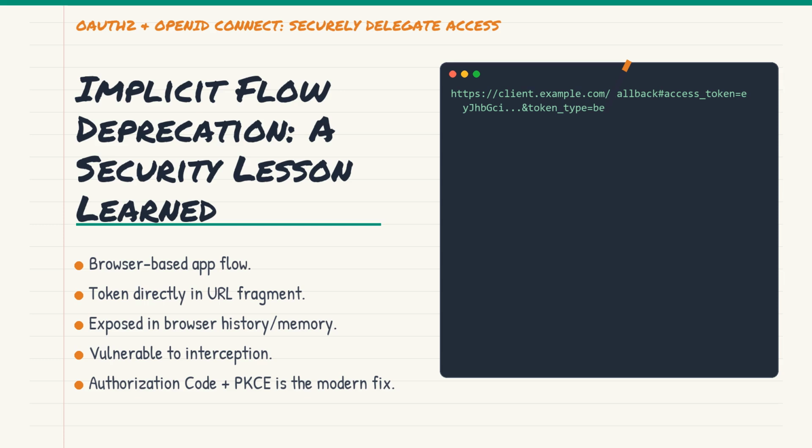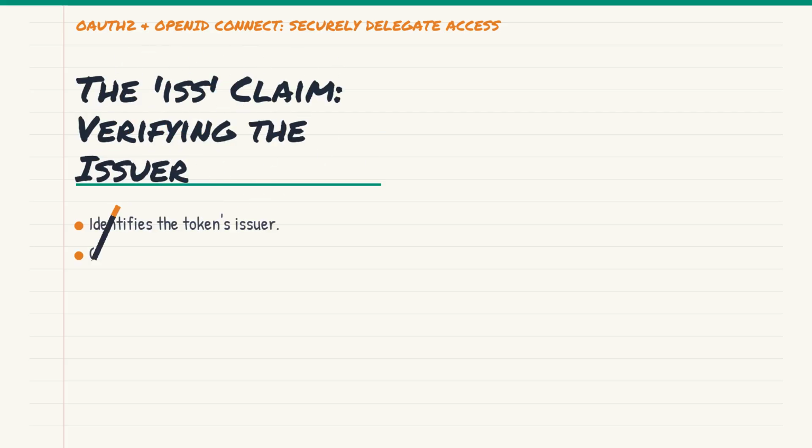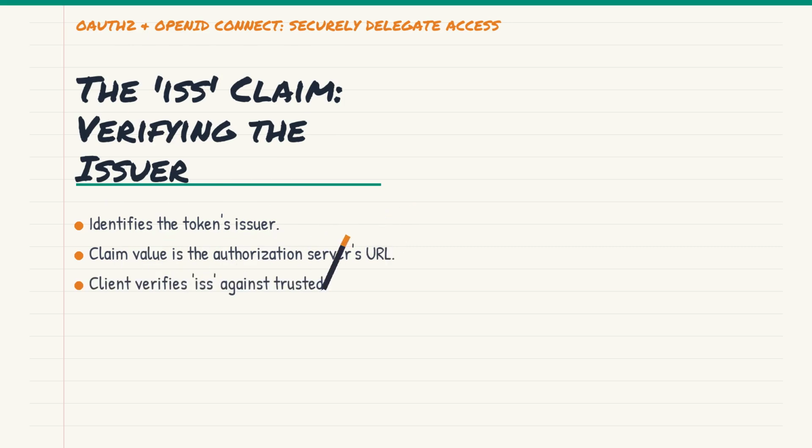The problem? The token was exposed in the browser history, accessible to malicious JavaScript on the same origin, or even through other vectors. For modern SPAs, the authorization code grant with PKCE is the secure, recommended alternative. It keeps the sensitive code exchange on the client-server boundary, or within the browser's secure context, not directly in the URL.